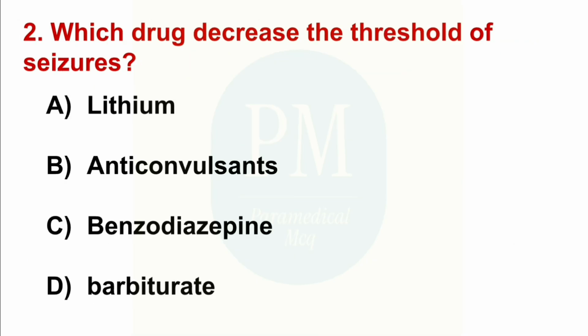Which drug decreases the threshold of seizures? Option A: lithium. Option B: anticonvulsants. Option C: benzodiazepine. Option D: barbiturate. The correct option is option B: anticonvulsants.